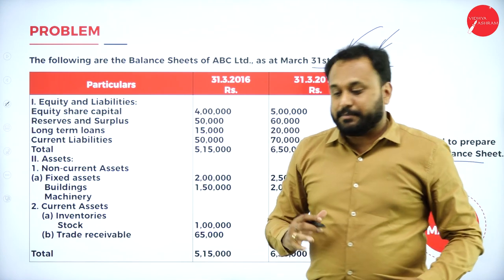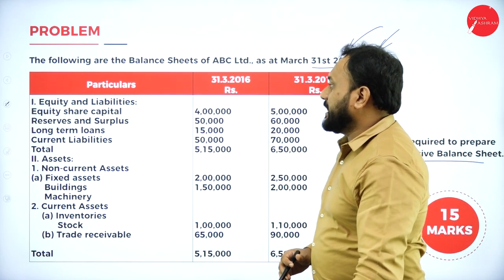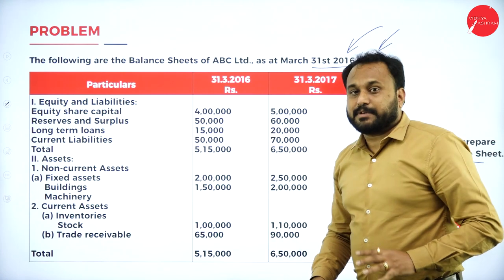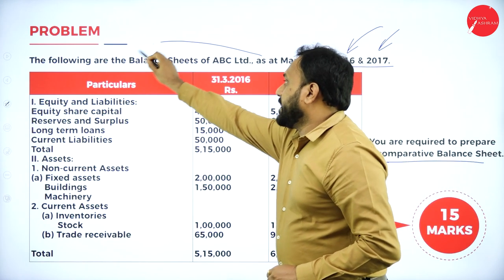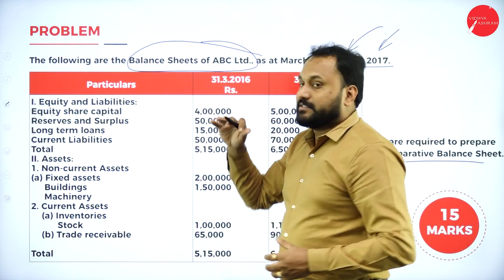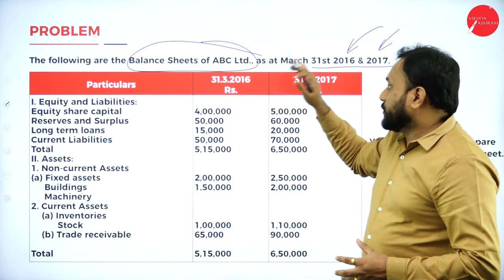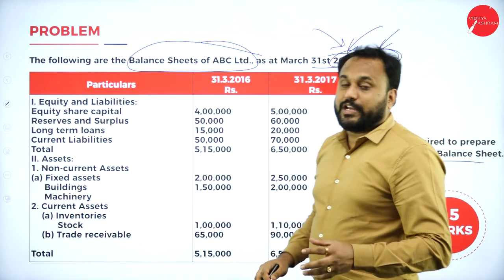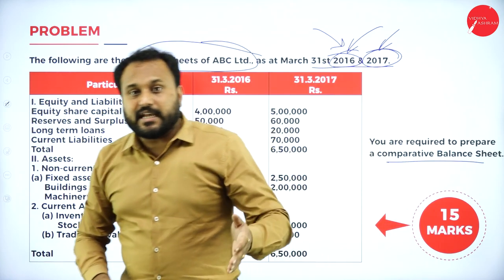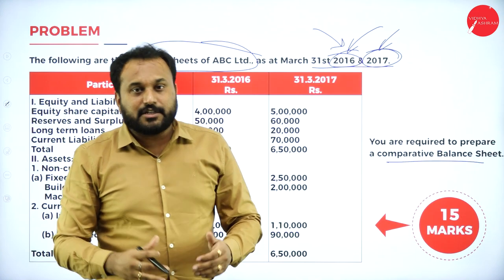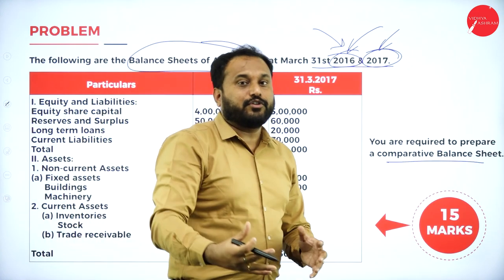Analysis of financial statements. Now they have given something like this, equity and liabilities. This is the balance sheet of ABC Company Limited. Whenever you get this kind of question, what you are supposed to do is write a heading, comparative statement of ABC Limited 2016-2017, because they have only given 16-17. Whenever you get this question, 16 is your previous year, 17 is your current year. That is what you are supposed to understand and then go forward.